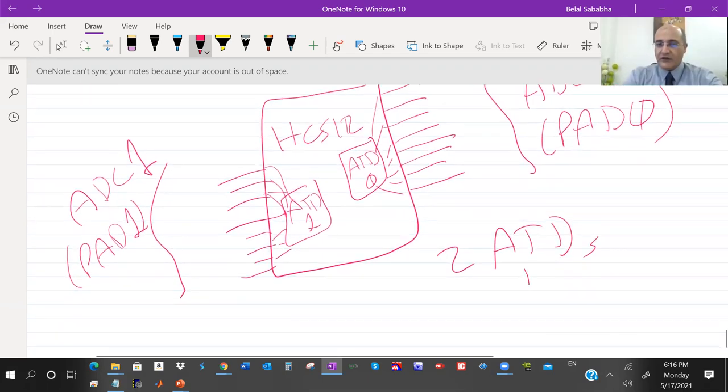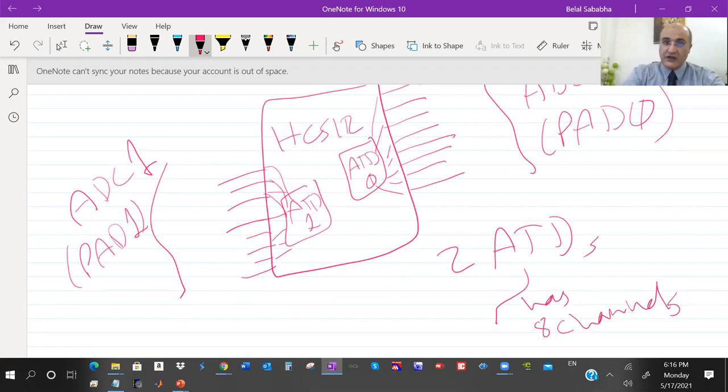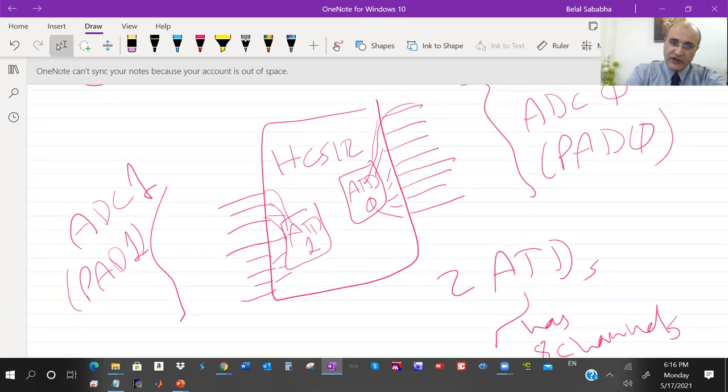But 8-bit each. Oh, not 8-bit each. Each of the A to Ds has 8 channels. 8 channels that can pass voltage to the A to D. Not in parallel. You cannot read at a single point of time the voltage here and the voltage here. But there is a way to switch between them real fast.